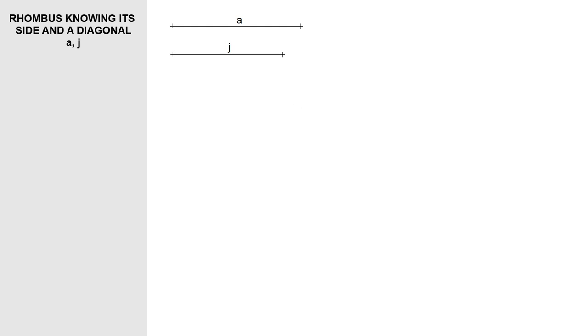In this video we are seeing how to draw a rhombus when we know one side, this line segment A, and one diagonal, this line segment J. First, we have to know what a rhombus is so we can properly draw it.